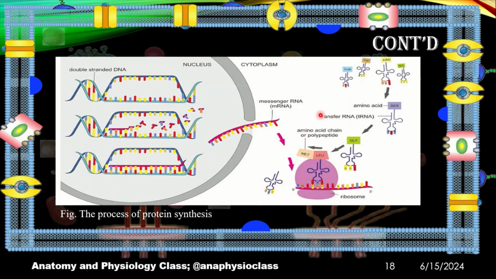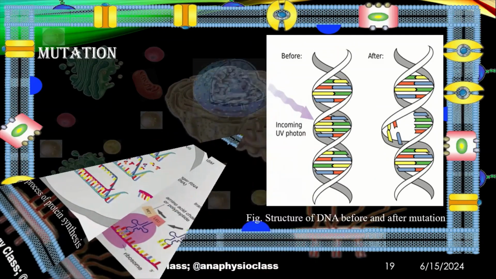After that, ribosomal RNA, which is not present here, will go and attach to that long chain and transform it into a 3D complex shape of protein. So that is what happens in the process of protein synthesis.